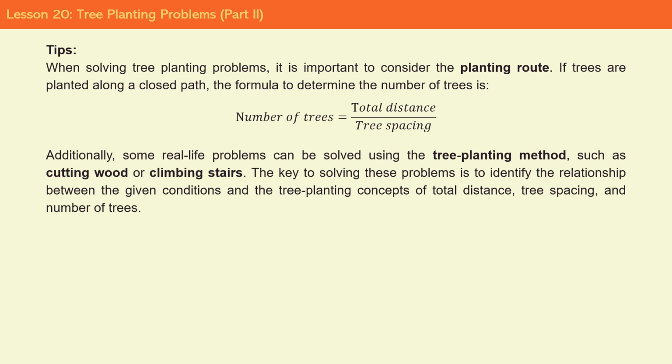When solving tree planting problems, it is important to consider the planting route. If trees are planted along a closed path, the formula to determine the number of trees is, number of trees equals total distance divided by tree spacing. Additionally, some real-life problems can be solved using the tree planting method, such as cutting wood or climbing stairs. The key to solving these problems is to identify the relationship between the given conditions and the tree planting concepts of total distance, tree spacing, and number of trees.